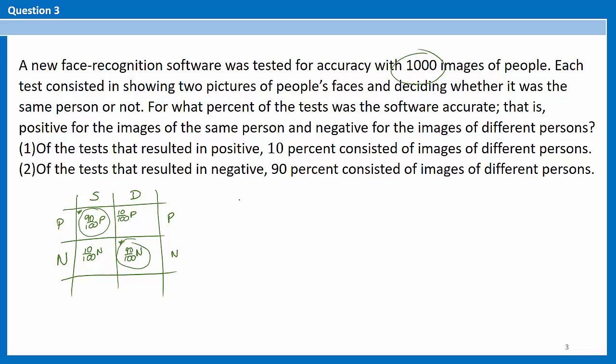Now, do we need to know the value of P and N? No, because what they're asking us is the percent of the total number of tests that are accurate. And if I add them up, they have the same coefficient, which is 90% of P plus N. And P plus N is the total, right? Therefore, I can answer that 90% of the total tests were accurate. Therefore, the answer is unique, and the answer is C.